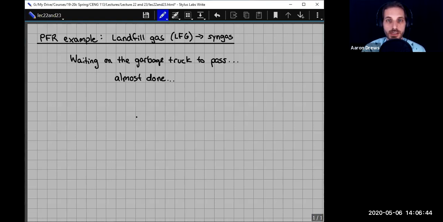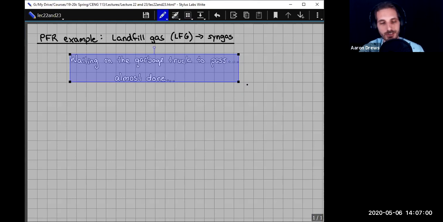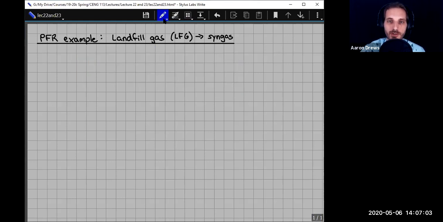In the first half of the lecture, for the first 40 minutes or so, we're going to look at just one more PFR example, right? Try to get a little bit more experience with PFRs. And then in the second half of the lecture, we will start our investigation of special cases of the PFR. And we will use the example that we're going to start with here, the landfill gas one that's written on the screen right now, as sort of a case study of the special cases that we're going to deal with later on.